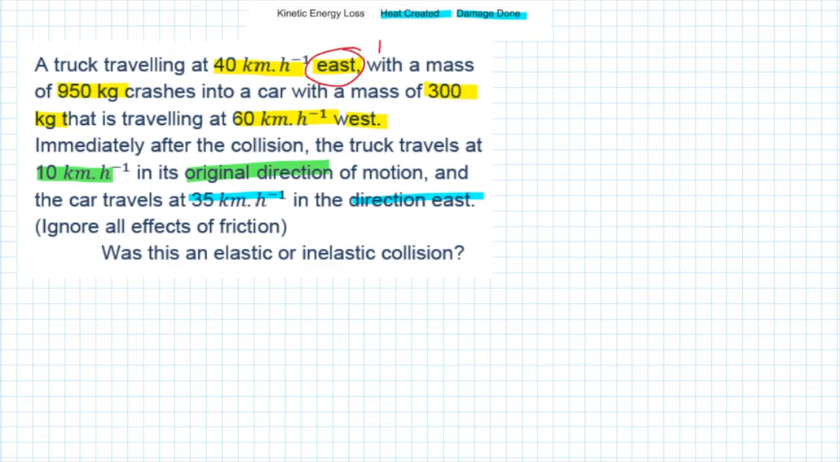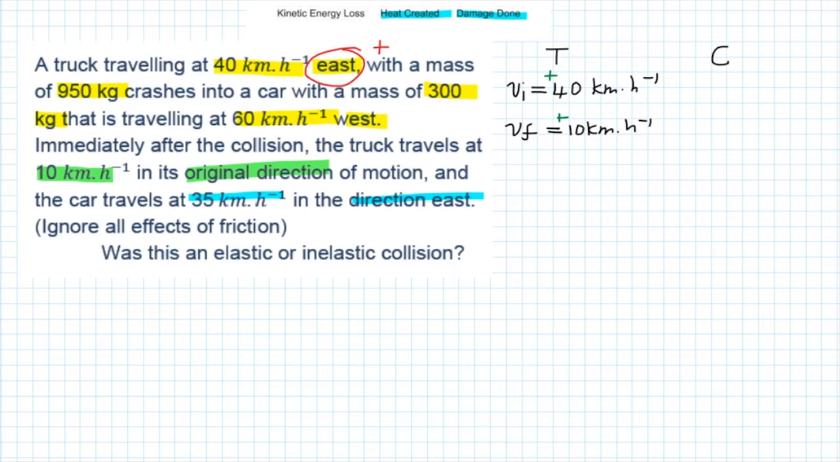So east, we will take east as positive while we are listing our values. So we have the truck and we have the car. The initial velocity, or we can even say the initial speed, let's use speed, of the truck is 40 kilometers per hour. Then we know the final speed of the truck is going to equal 10 kilometers per hour, and that is in exactly the same direction, the direction that we have chosen as positive.